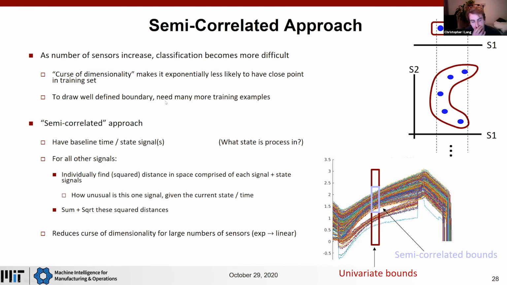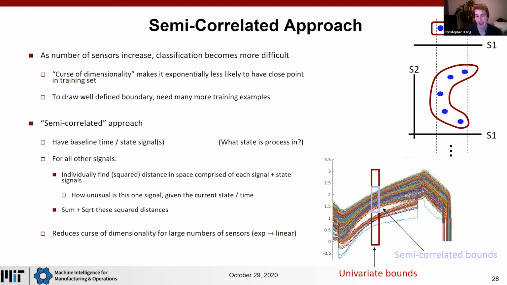So what I was thinking here is a semi-correlated approach, which ties into John's idea of using time as the core signal. The idea is that you would have a few baseline signals, for example time or some other signal that tells you the state of the process. Then you correlate all the other sensors only to those time or state signals.